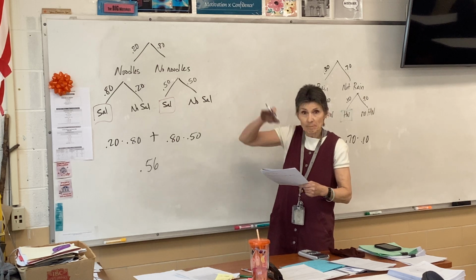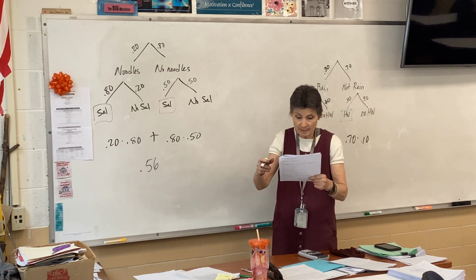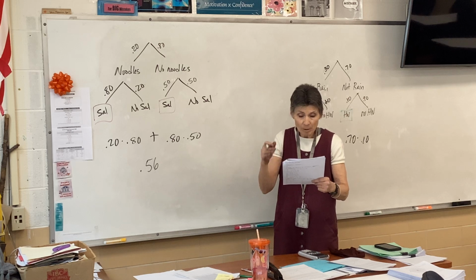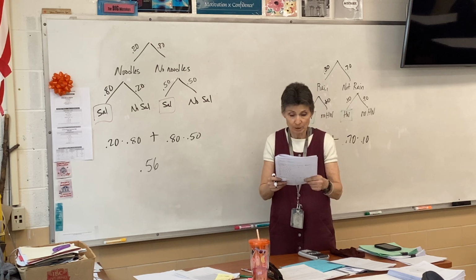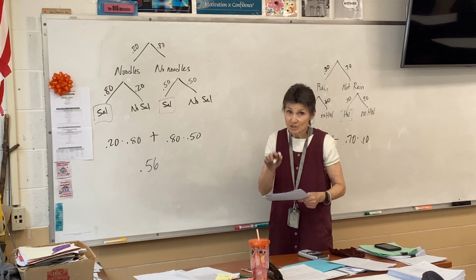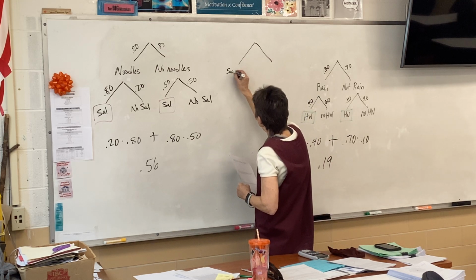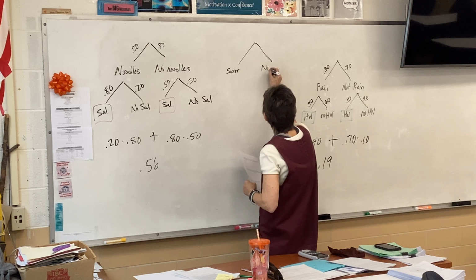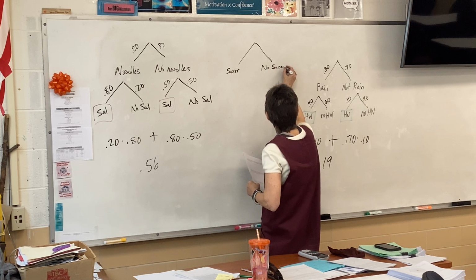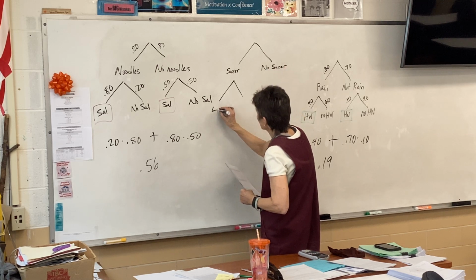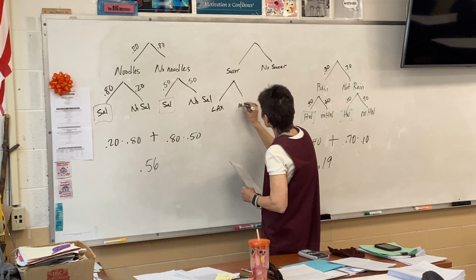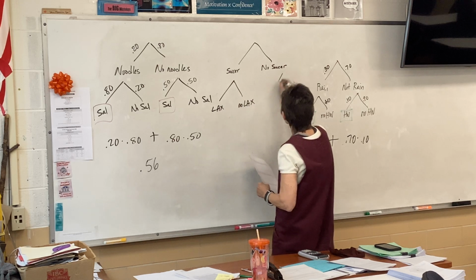All right, so I've got to set up my levels. I've got to know which one goes on top. Find the probability of playing lacrosse. So that's going to go on the bottom. So I'm going to start with soccer and no soccer. And then I'm going to have lacrosse and no lacrosse.